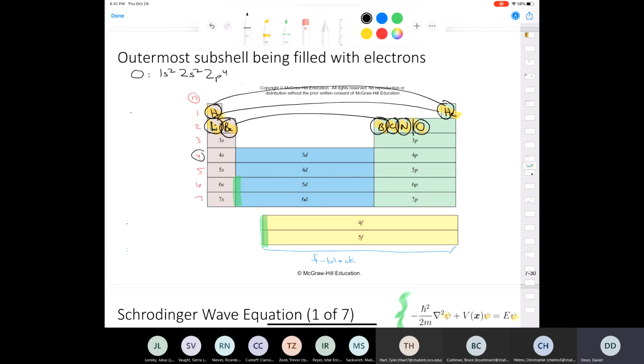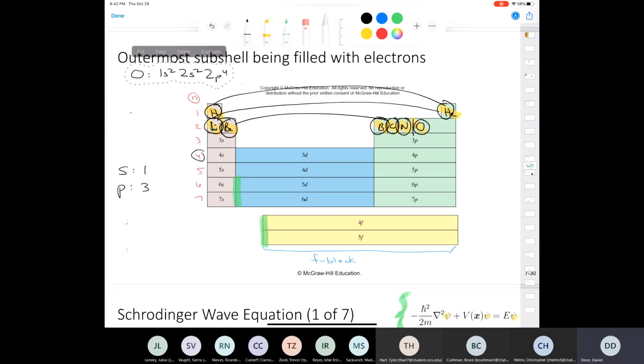Why did I know always to stop at 2 for my s's? Because there's only one type of s orbital, and each orbital can hold a maximum of 2 electrons. For p, why did I know that I could go up to 4? Because p has a total of 3 orbitals. Each one can hold 2 electrons. That means I can go up to 2p6, right? So there's my electron configuration for oxygen.